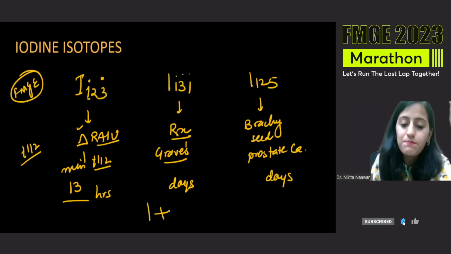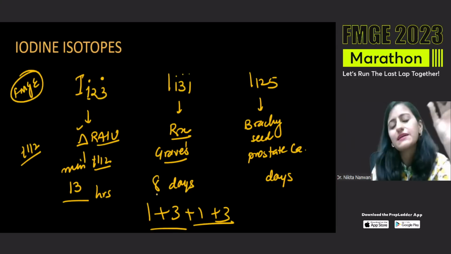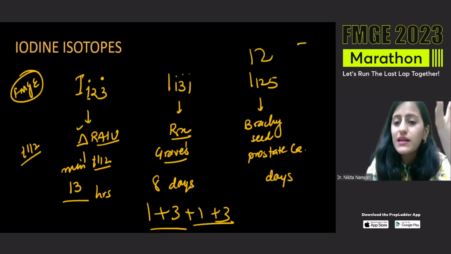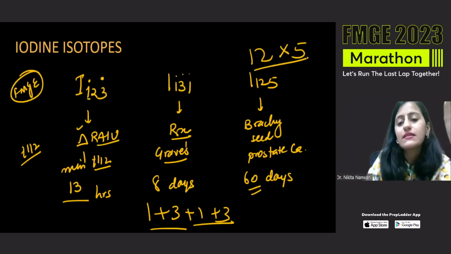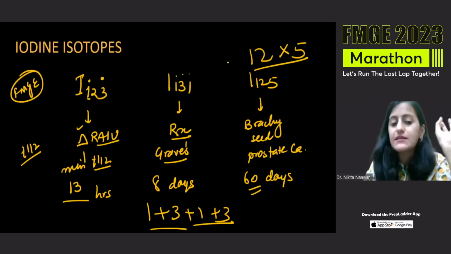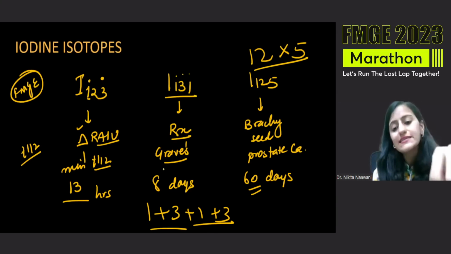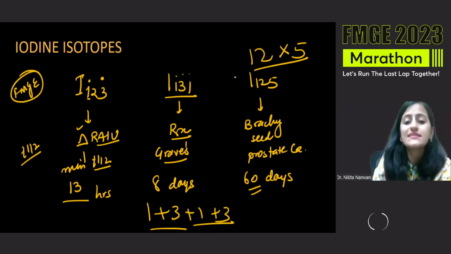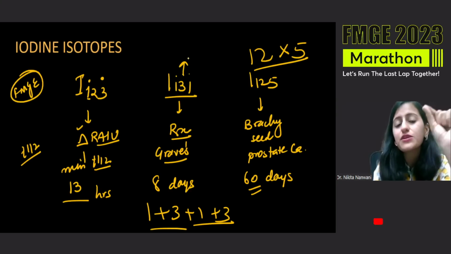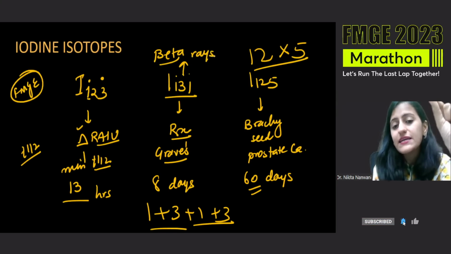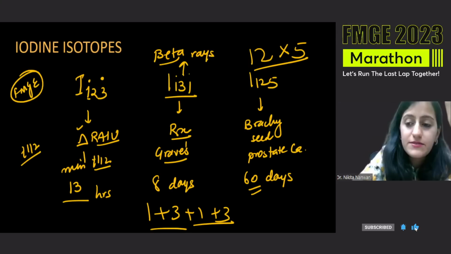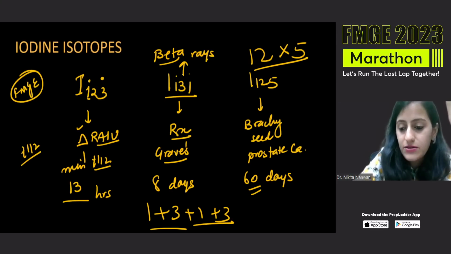131, 1 plus 3 plus 1 plus 3. That makes it how many days? That makes it 8 days. 125, 12 into 5, that makes it how many days? That makes it 60 days. So 131 is 8 days, 125 is 60 days. The therapeutic effect of 131, remember, is because of the beta rays. It is not because of the gamma rays. Okay, it's because of the beta rays. All right.